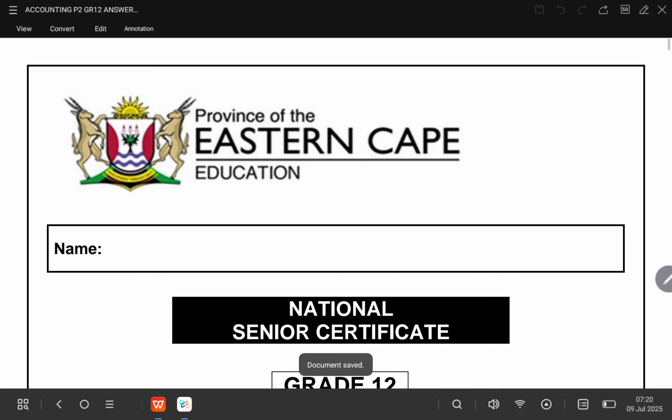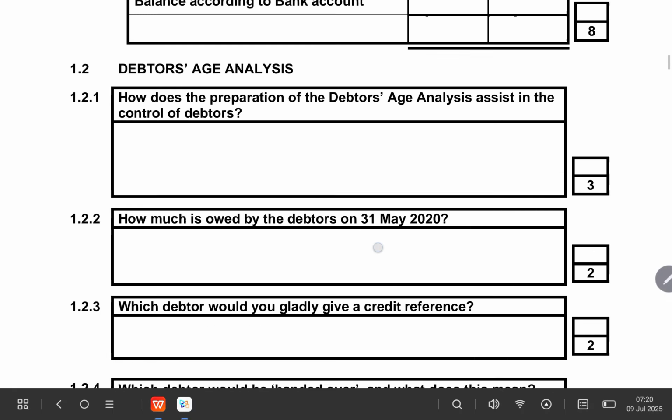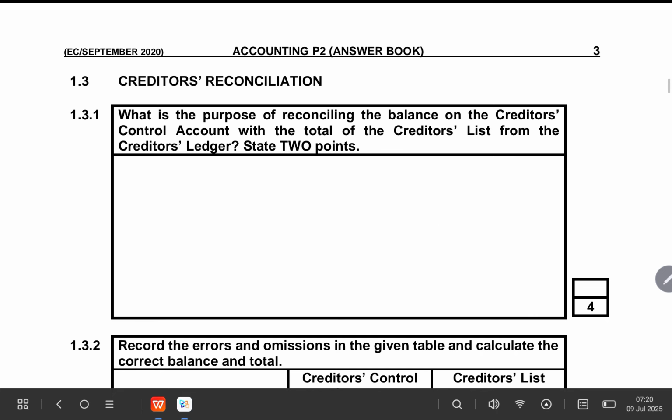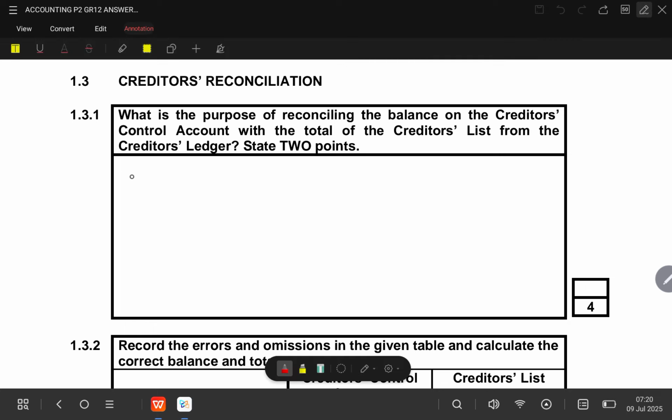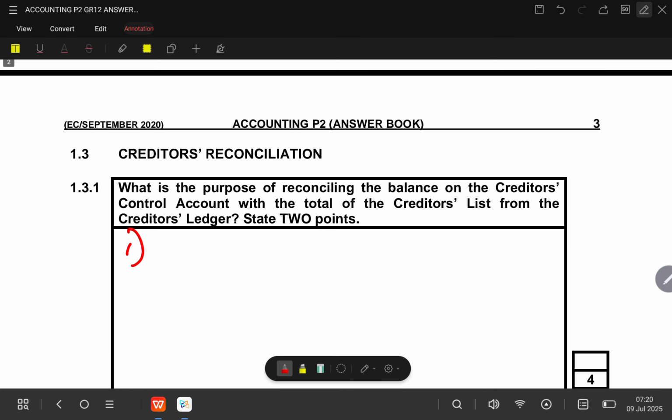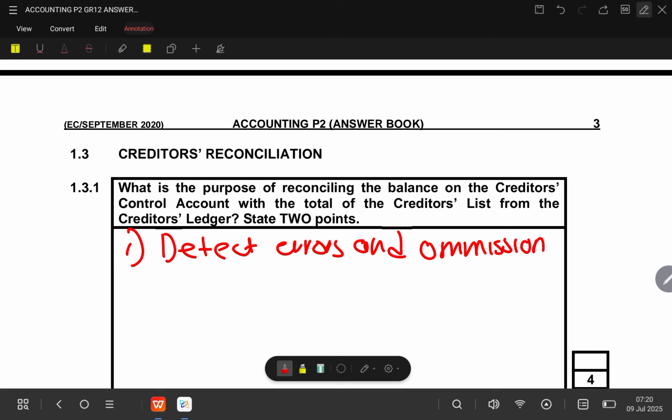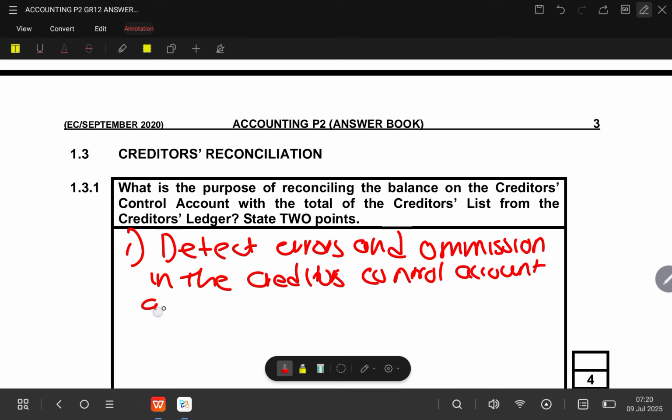Number one, it is generally going to help us as a business to make sure that we detect any errors and omissions that might have happened from our side. So number one, we are going to detect errors and omissions in the creditors control account and the statement.